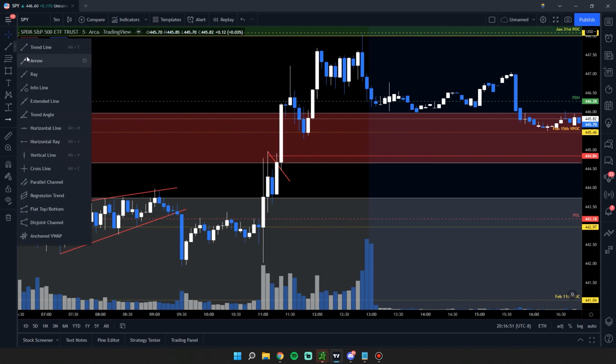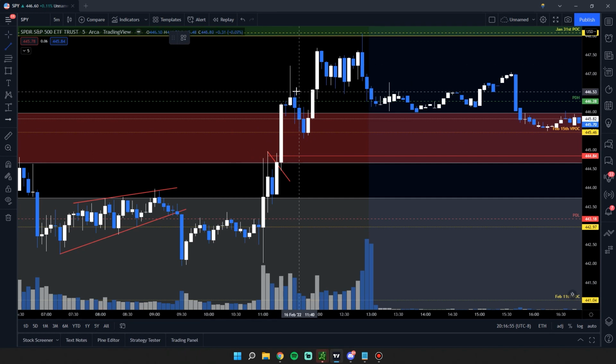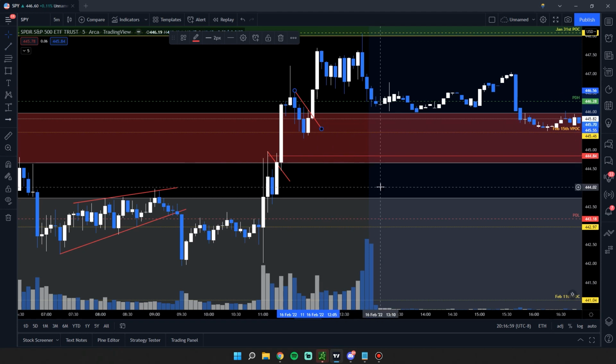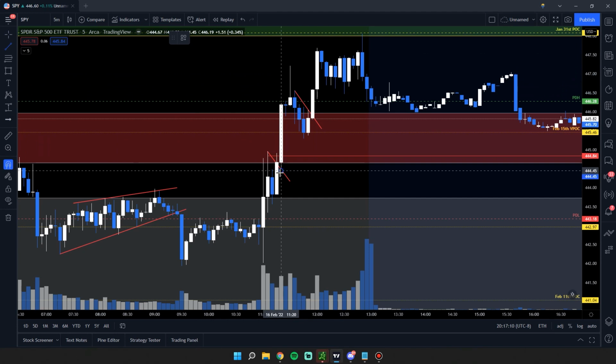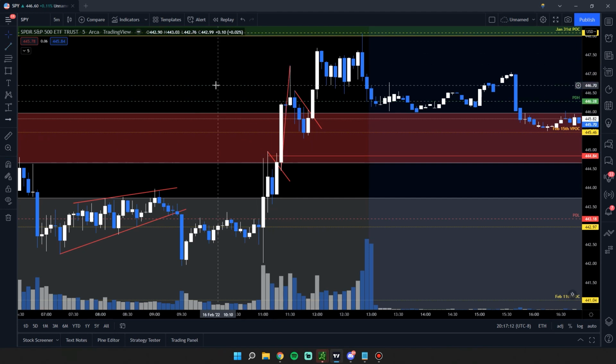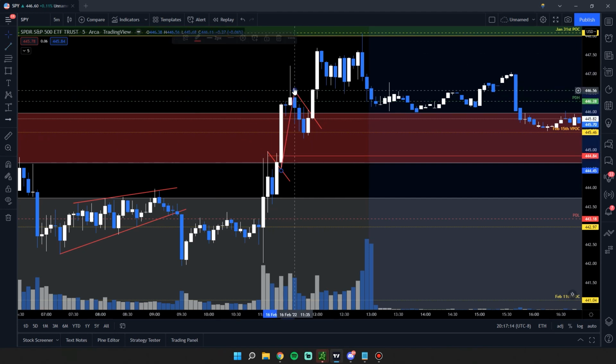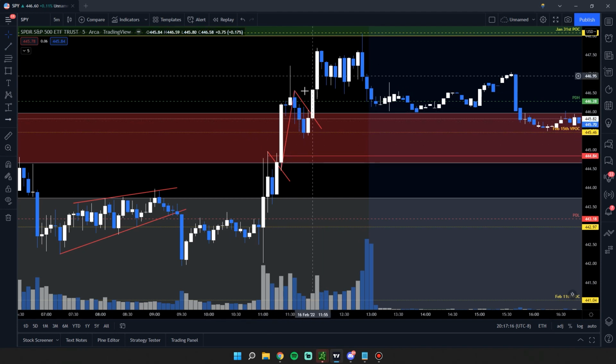So like for here, for example, when I see this, I would probably just ignore this wick and play this as a flag. And my pole's going to be from here to here. Or sorry, not that wick, because I'm not including it. But there's my pole, there's my flag. I would take calls here.